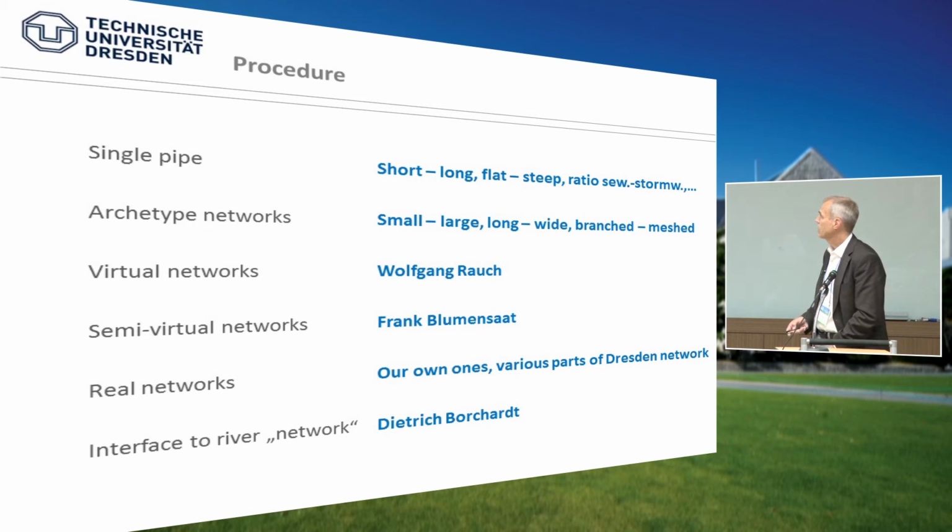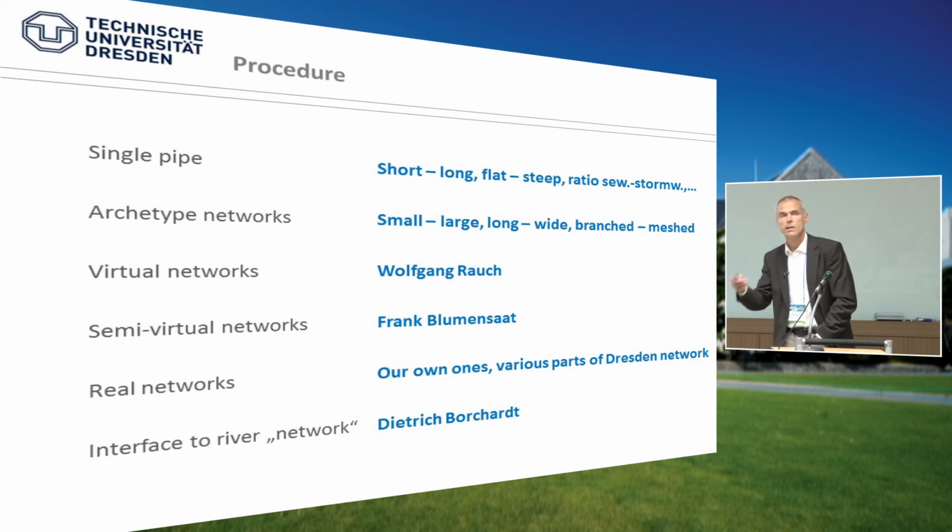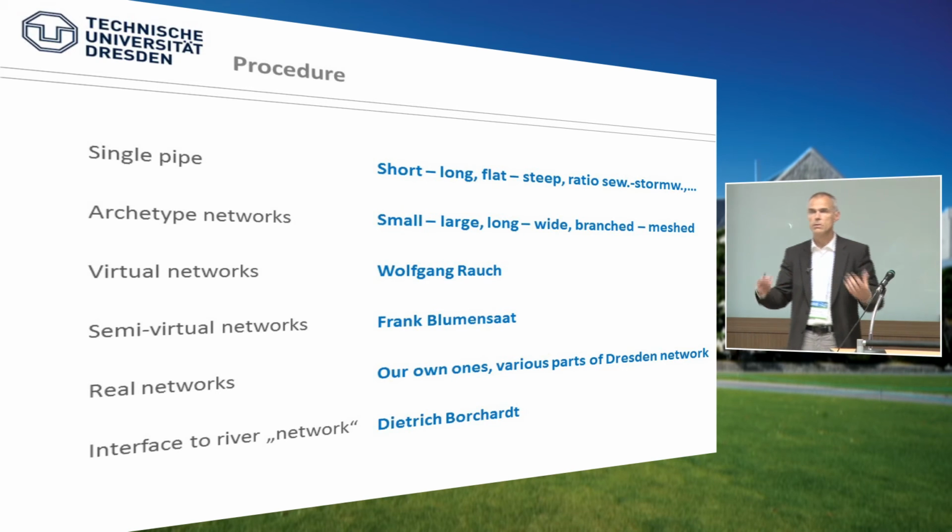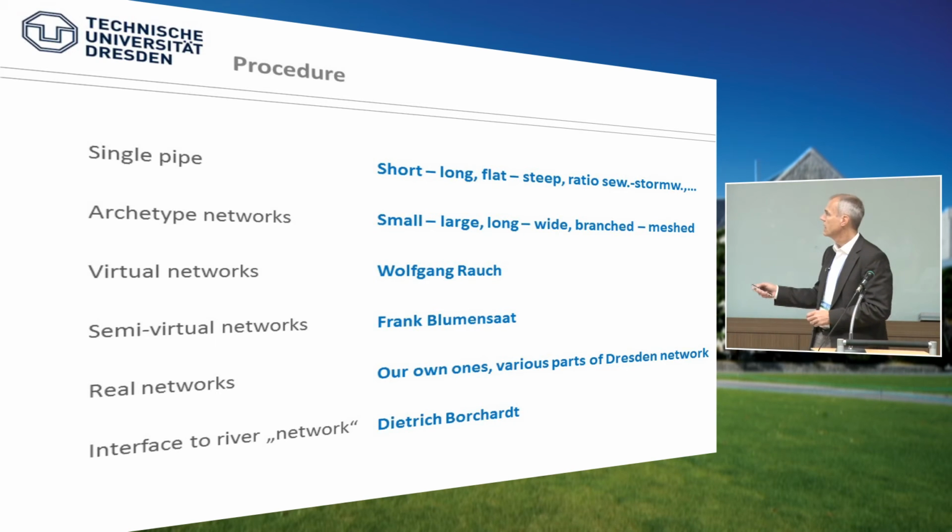Single pipe: short, long, flat, steep, the ratio between stormwater and sewage, things like this. We have the simulation model. Thomas already is screening about this. In the archetype networks, you can build them on the computer very simplistically. We look at small and large networks, at long, stretched and wide networks, at branched and meshed networks, and what is the influence of that.